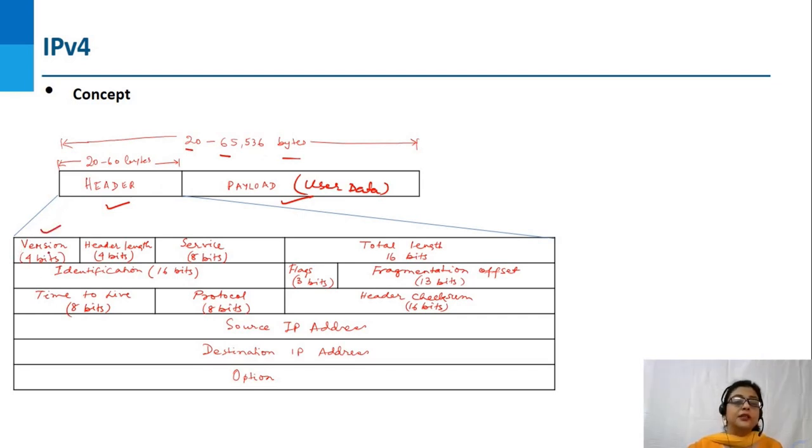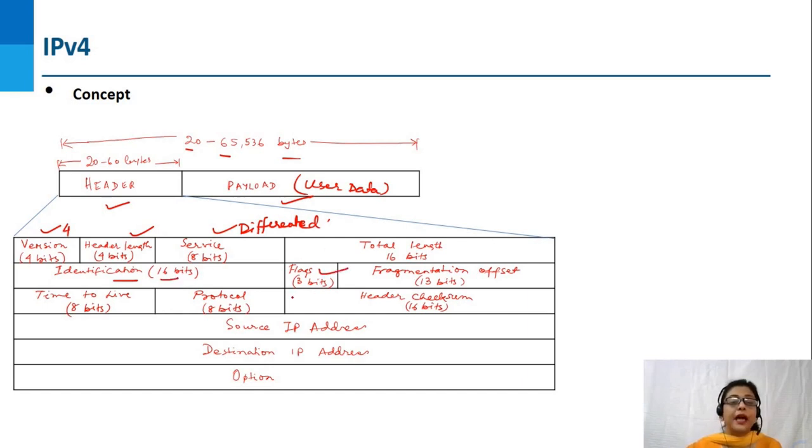Now the header part consists of several fields. The first field is a 4-bit field which indicates the version number. In this case, it is version 4, followed by 4 bits of header length, then 8 bits of service type. Mostly here we have differentiated services. The next 16 bits consist of the total length of the datagram. After that, we have identification consisting of 16 bits. This is mainly used for fragmentation.